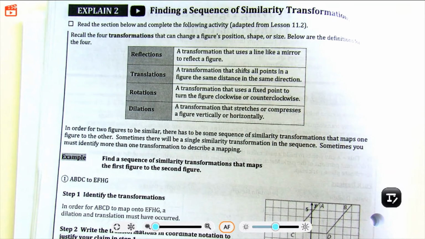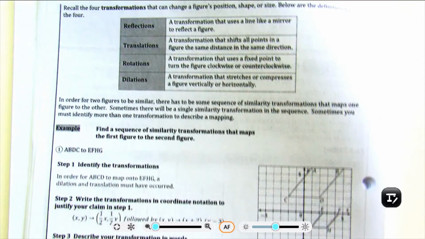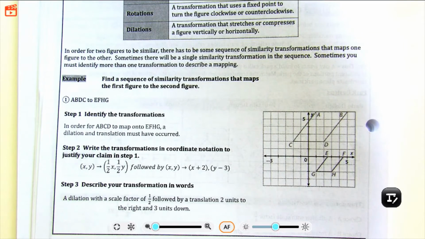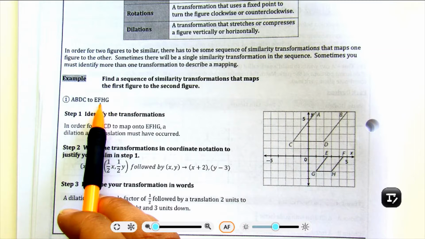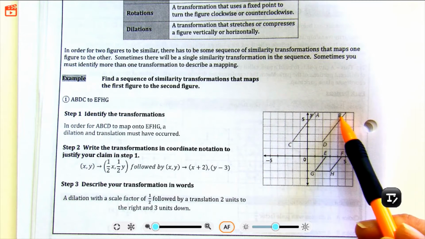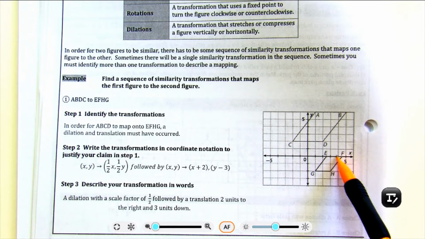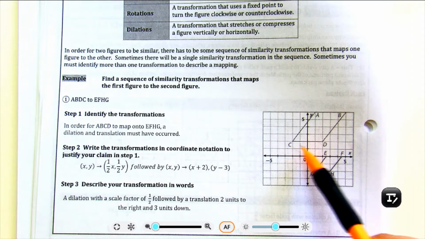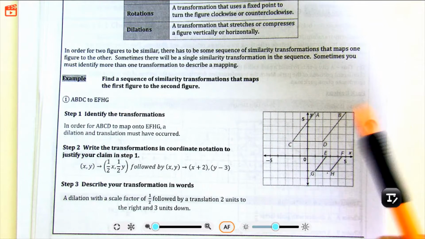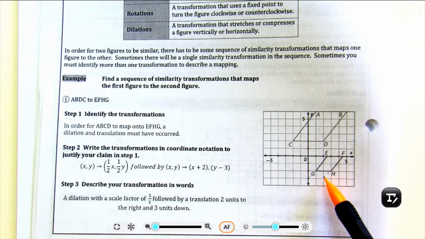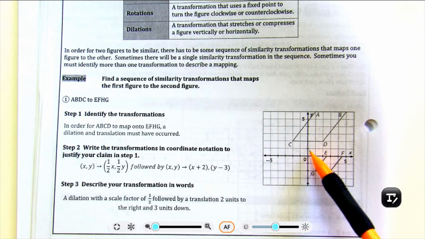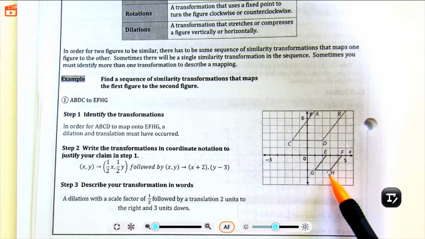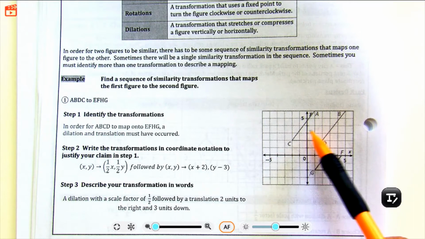Okay, so let's walk through the first example. Find a sequence of similarity transformations that maps the first figure to the second figure. They say ABDC to EFHG. So we're starting here and we want to end up here. How can this figure end up as this figure? Notice that this figure is bigger than this figure, so what's occurring is a dilation with a scale factor between 0 and 1, because we're going from a big to a small image. And then what's also occurring is some kind of translation. We're moving this object so that it gets down here.